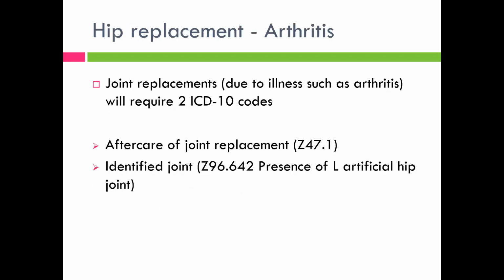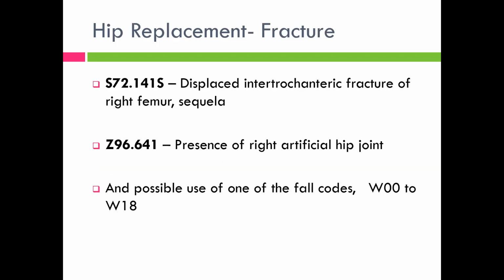So let's look at hip replacement as an example. We can look at hip replacement in 2 ways. Joint replacements due to illness, such as arthritis, will require 2 ICD-10 codes: a code for aftercare of the joint replacement, and a code for the identified joint indicating presence of a left artificial hip. The logic is, if they have arthritis and get a joint replacement, then they no longer have arthritis of the hip. Now for a hip replacement after injury. The femur fracture code for displaced intertrochanteric fracture of the right femur sequelae will be used, as well as the code indicating the presence of the artificial hip joint. Your MDS nurse may also choose to use one of the fall codes in the W series.